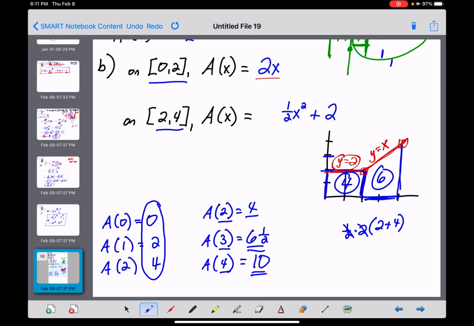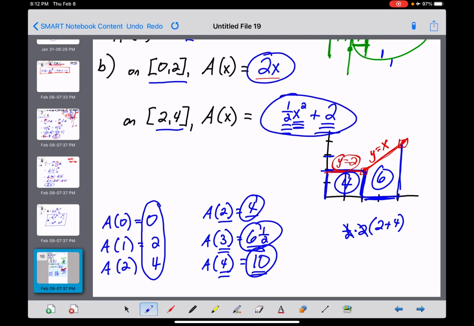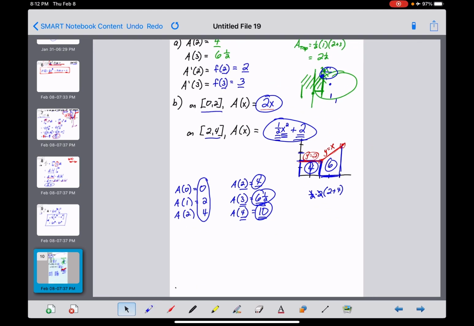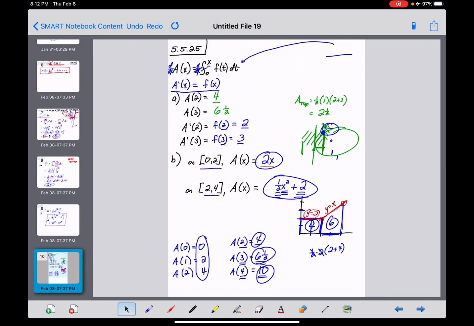Let me check that again. 2 squared is 4. Half of that is 2. Plus 2 gets me 4. When I put a 3 in there, 3 squared is 9. Half of that is 4.5. Plus 2 is 6.5. Okay. And when we put in a 4, 4 squared is 16. Half of that is 8. Plus 2 is 10. So that one took some finagling here, but I think those are the formulas that they wanted for part B in order for us to express what A of x is on each one of those two intervals. Okay, so that one definitely took some work, but that's what they needed there on problem number 25.